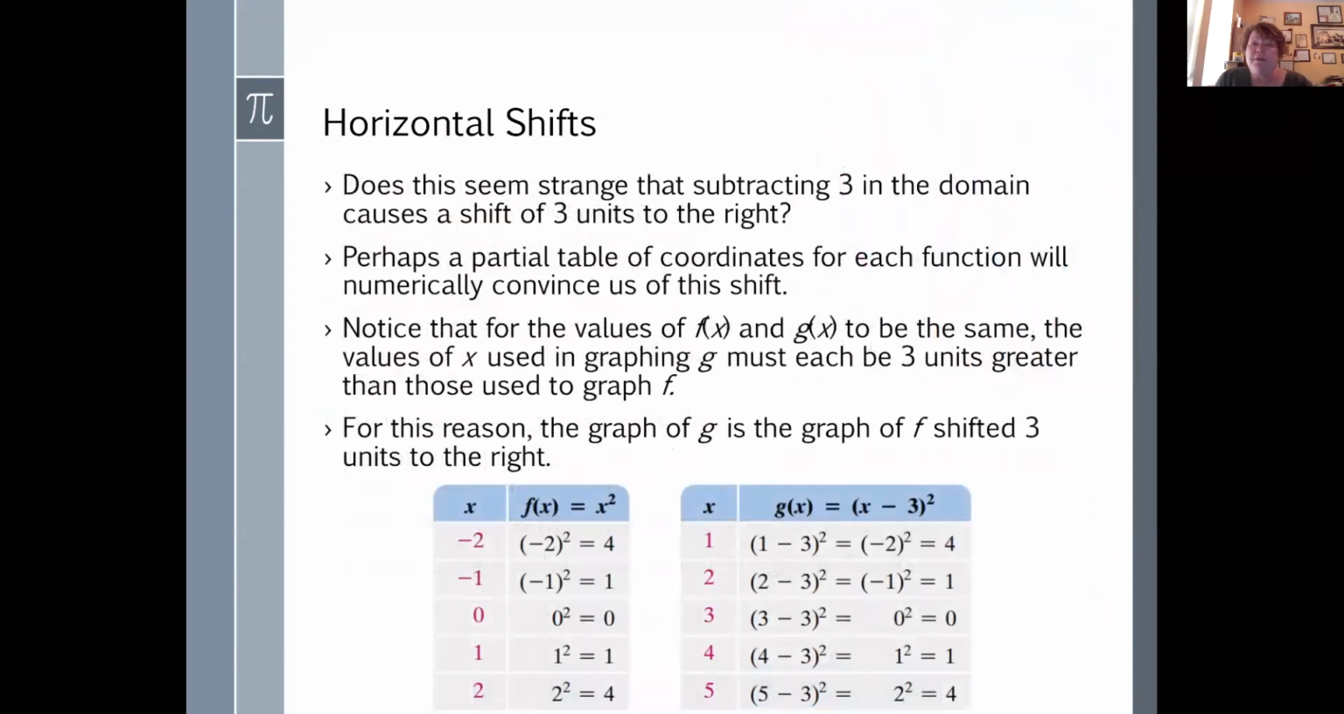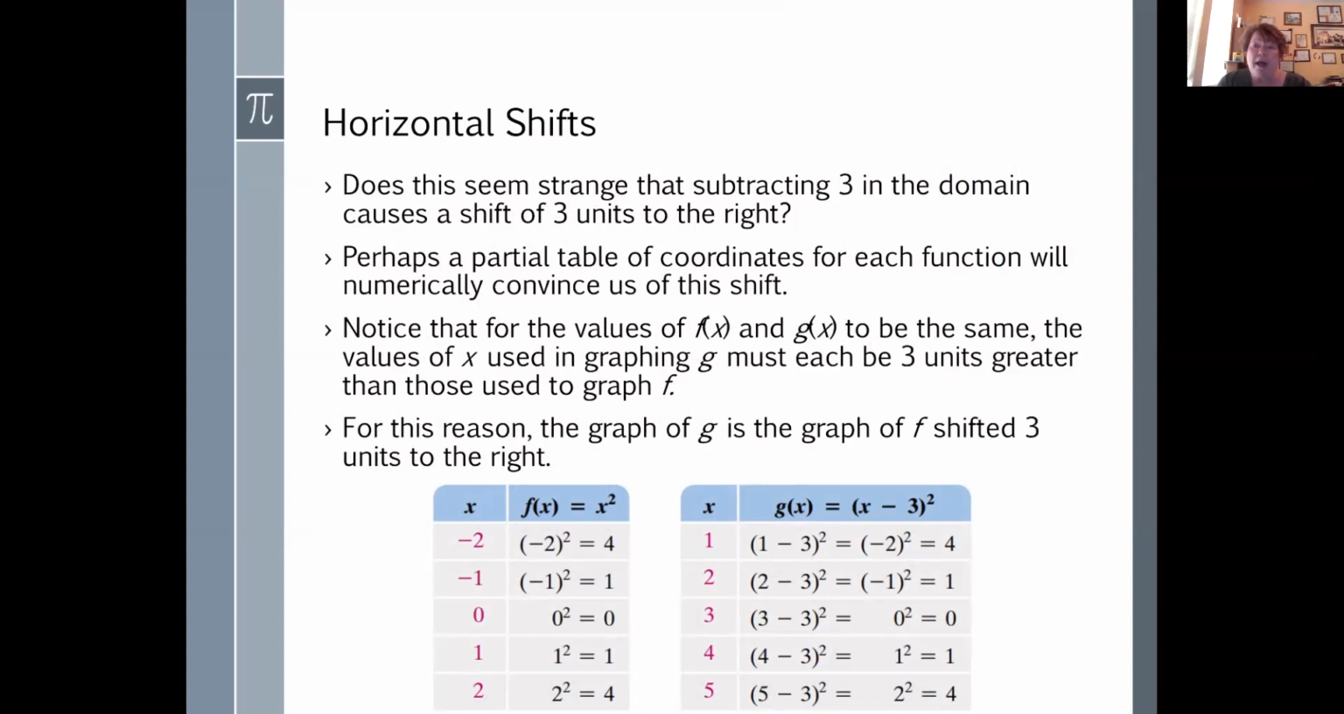So horizontal shifts. Does this seem strange that subtracting 3 in a domain causes a shift of 3 units to the right? Perhaps a partial table of coordinates for each function will numerically convince us of this shift. Notice that for the values of f of x and g of x to be the same, the values of x used when graphing g must be 3 units greater than those used in f. For this reason, the graph of g is the graph of f shifted 3 units to the right.